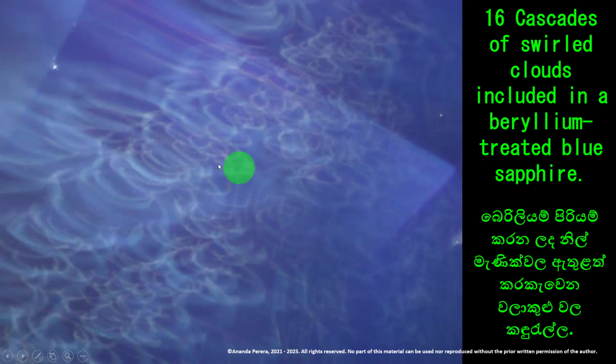You can see the spiral cascades of spiral clouds included in a beryllium treated blue sapphire. These cloud-like, spiral-like inclusions give the main evidence regarding the beryllium treatment. So it is very easy to remember. These inclusions are completely different from the natural and high heat treated sapphires. It is different. This gives the evidence regarding the beryllium treatment.